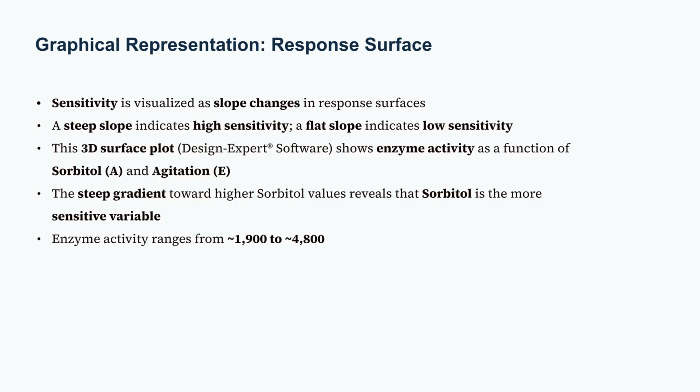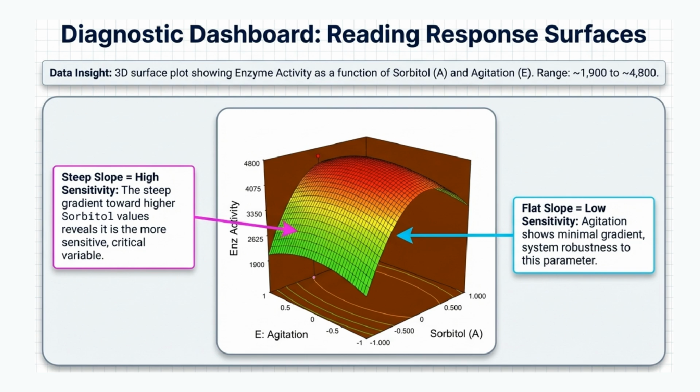Sensitivity can be graphically represented using a response surface. A steep slope indicates high sensitivity, while a flat slope indicates low sensitivity. For example, a steep gradient for sorbitol suggests it is the more sensitive variable. The 3D surface plot illustrates the response surface. The steep slope due to sorbitol reveals high sensitivity and identifies it as the critical variable. The flat slope due to agitation shows low sensitivity and system robustness to this parameter.